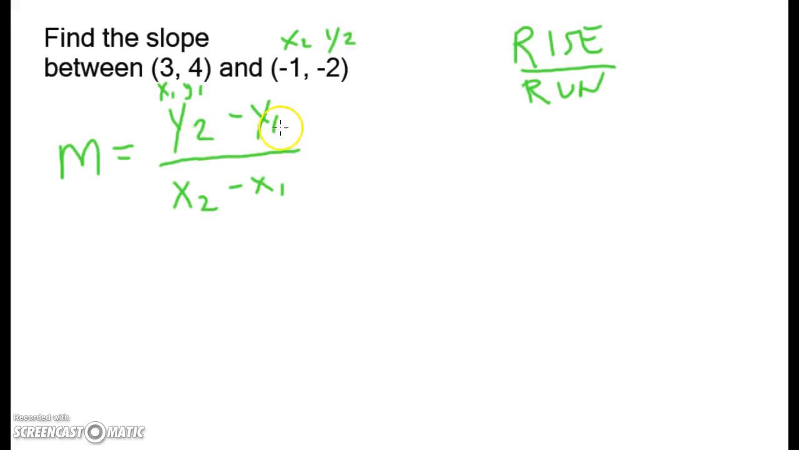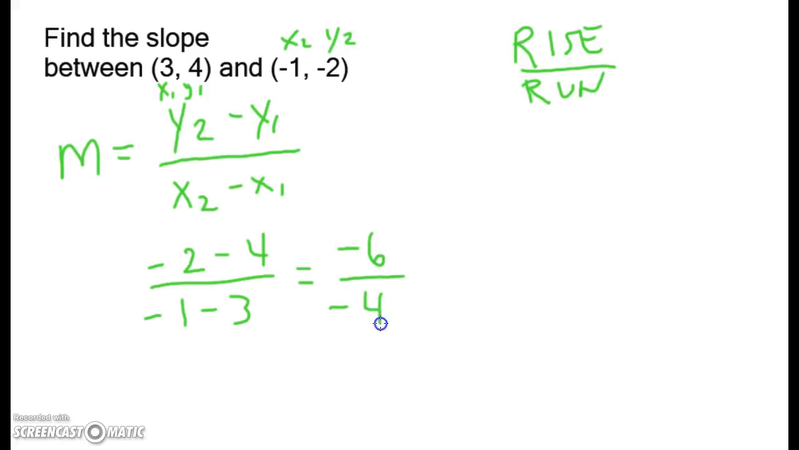So y2 minus y1 will be -2 minus 4, and x2 minus x1 will be -1 minus 3. Now I just simplify. -2 minus 4 is -6, and -1 minus 3 is -4.